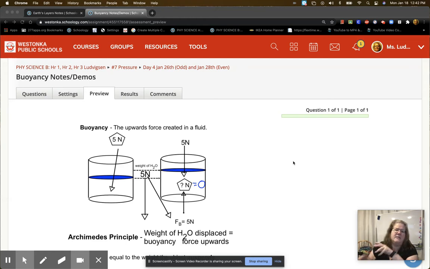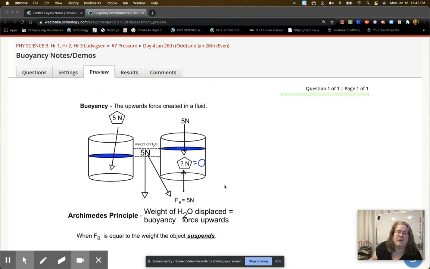Okay, so in this case, if I have something that's pushing down through the water with 5 newtons of force, but the buoyant force, that is force sub B for buoyant force, is pushing up with 5 newtons, you have zero or neutral buoyancy. In other words, it's not going to sink all the way to the bottom, but it's not going to really float really high above the surface.